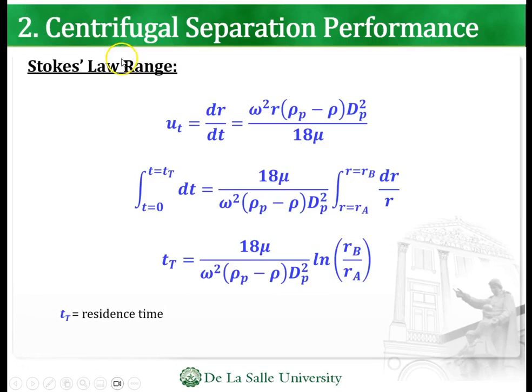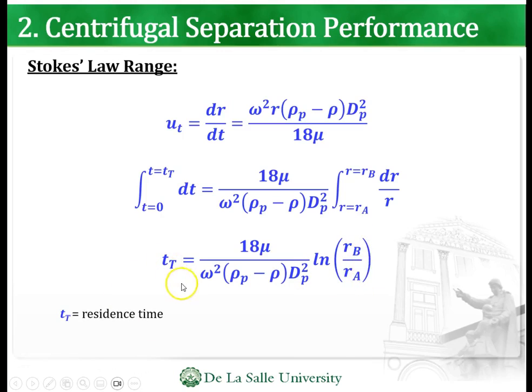That's just velocity. Some of the formulas that are important here are, of course, the Stokes law formulas. You've already encountered this. So U is basically the change of displacement with respect to time. It's given by this formula, the terminal velocity. And then the time can be solved by using 18 mu all over omega squared, density of the particle minus density of the fluid, diameter of the particle squared, ln of Rb over Ra. So what are those R's that we are speaking of?